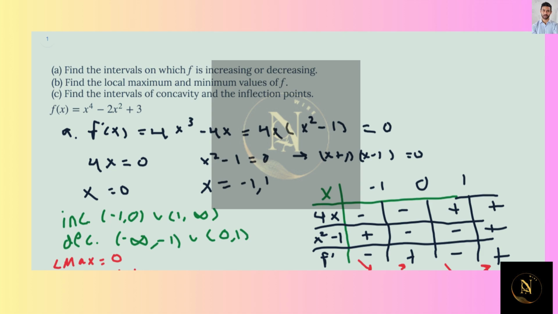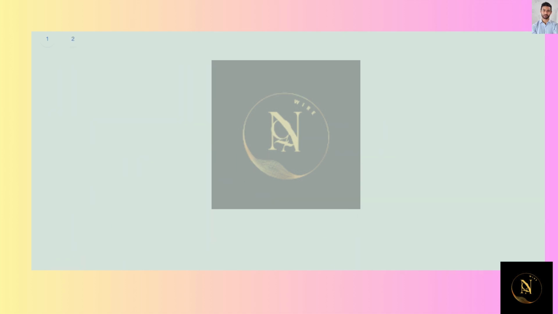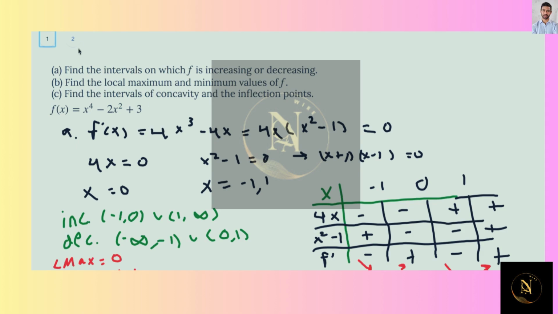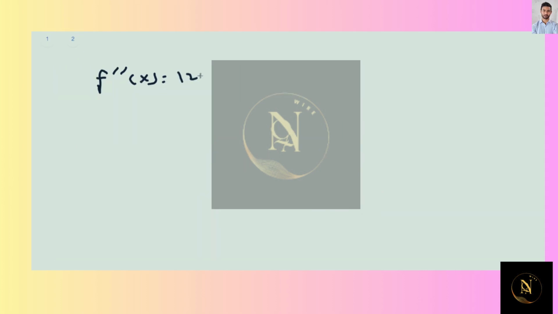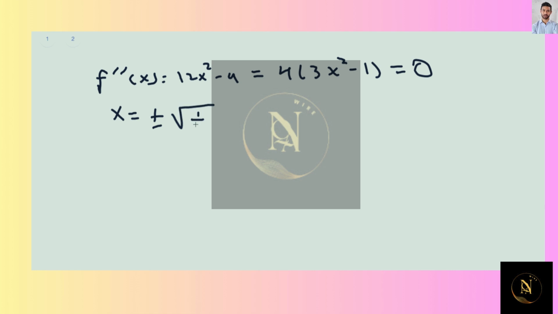Now, to figure out the concavity, we have to take the second derivative, and set that equal to 0. So the second derivative of this is 12x squared minus 4. And we set this equal to 0, but we can also simplify this further. We can pull out a 4. This will give us 3x squared minus 1. And we set this equal to 0. And we solve for x, and that will give us x is equal to plus or minus square root of 1 over 3.